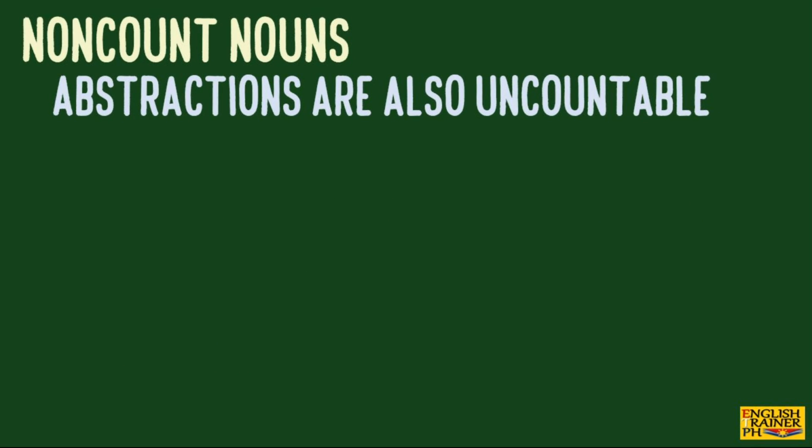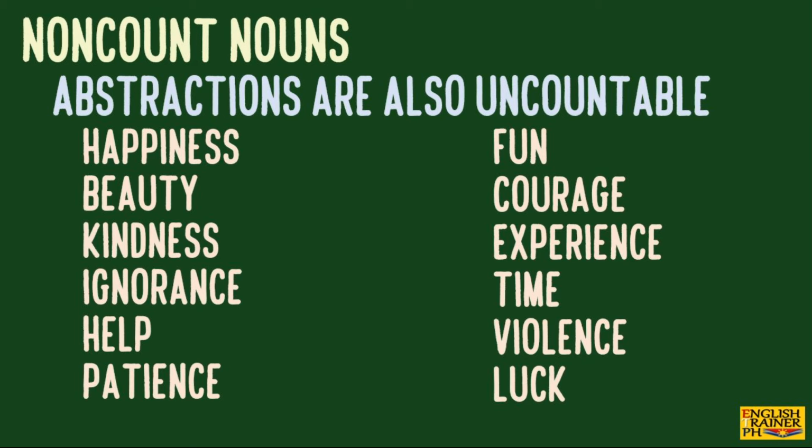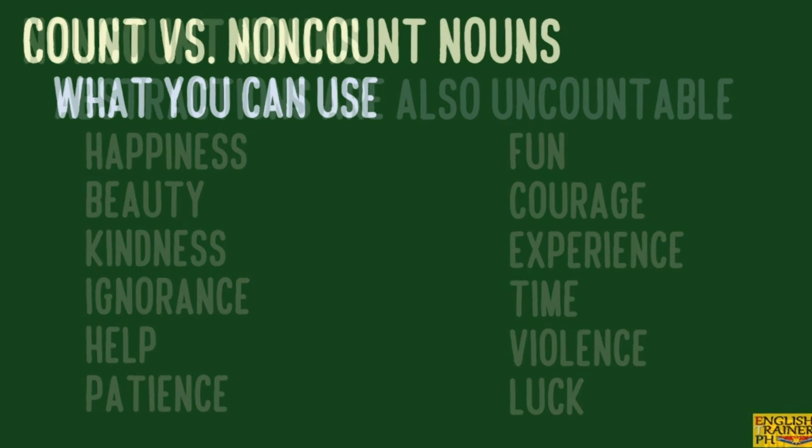Abstractions or abstract nouns are also uncountable because this is more of an idea or a feeling than something that is physically solid. Abstract nouns like happiness or beauty, kindness, ignorance, health, patience, fun, courage, experience, time, violence, and luck. Do not add an S to these nouns because they have no plural form. Happiness is just happiness. Kindness is just kindness.